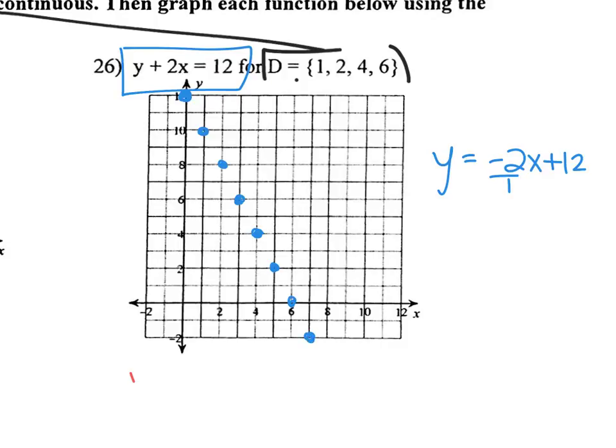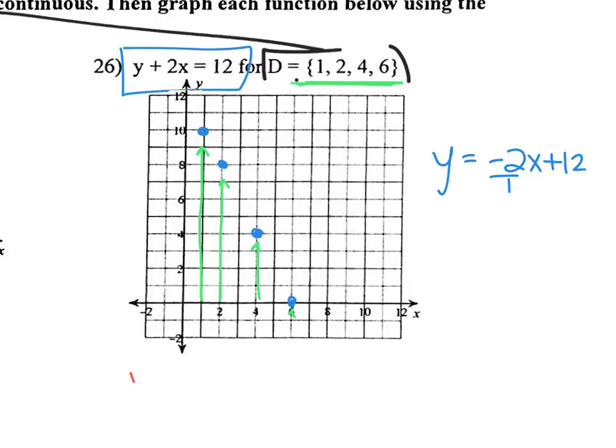And then I'm going to go back and find those specific domains. So this says a domain of x equals 1, x equals 2, x equals 4, and x equals 6. And so I'm going to erase all those other points that don't apply. So these are all gone. And I know that I'm on the right track because I'm left with 4 points in the end.